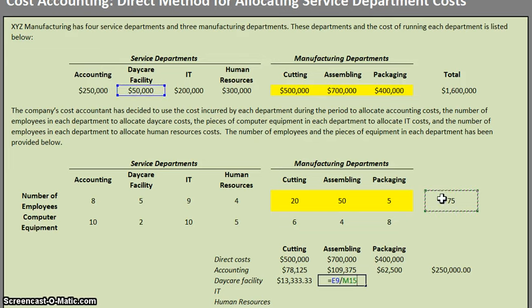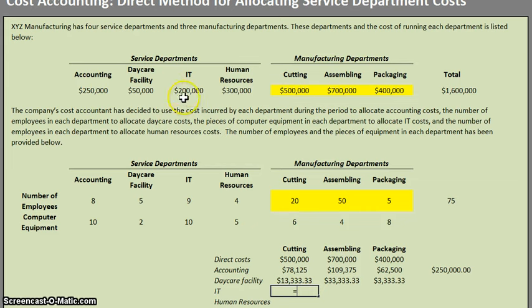$50,000 divided by 75 employees total. That gives you the rate per employee. And assembling has 50, so they're going to get $33,333.33. Same thing for the last one. So either way you can use in order to find your amounts allocated to each department.